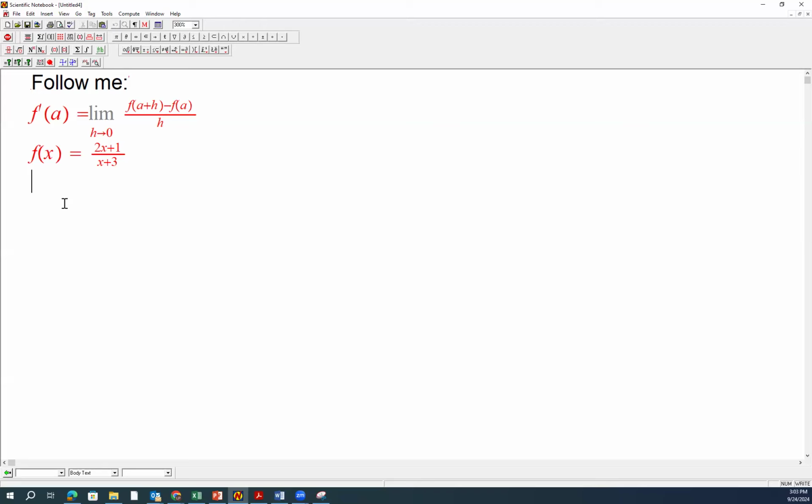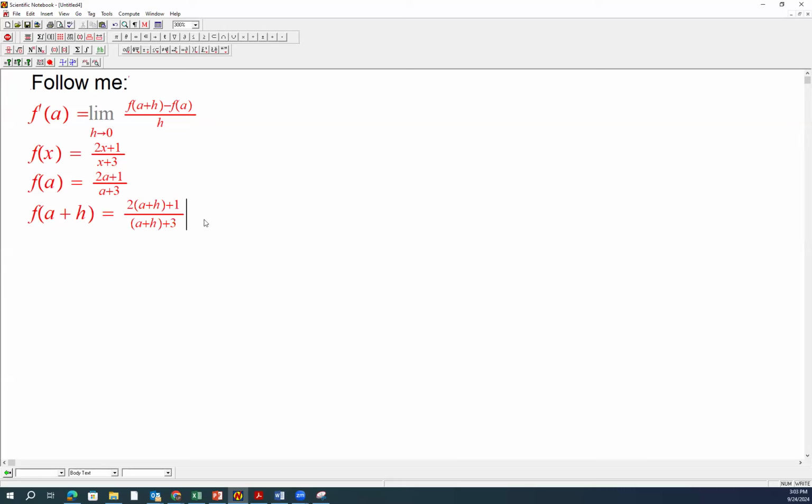Okay, so f of x is defined as such, and f of a is 2 times a plus 1 over a plus 3. f of a plus h, basically everywhere x will be replaced by a plus h. So we're going to do that substitution over here and over there.